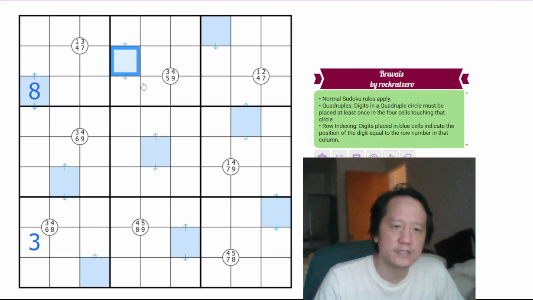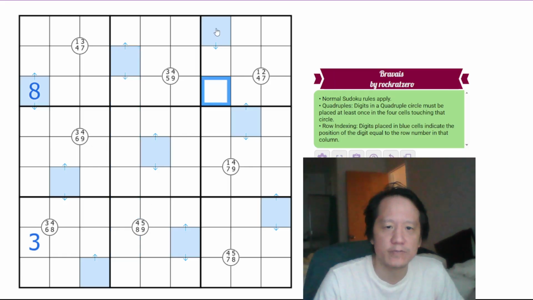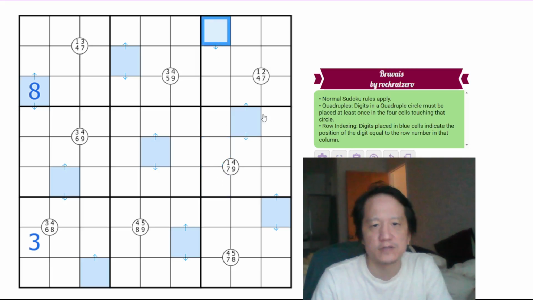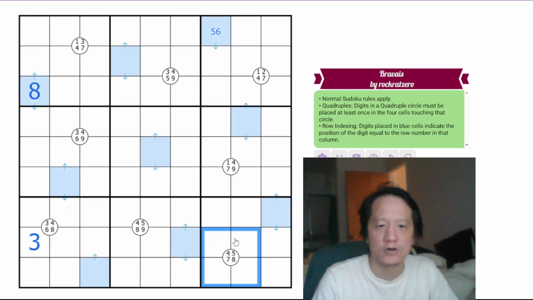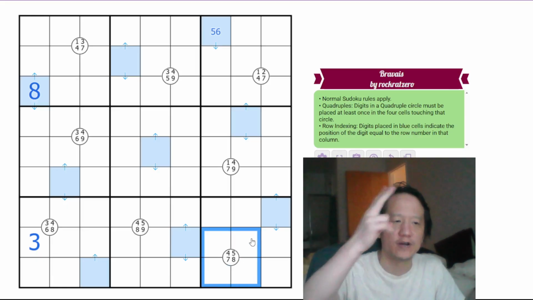This is indexing where the 2 is. That doesn't tell us much. This is indexing where the 1 is. The 1 cannot be any of these because it must surround the quadruple circle. It can't be this one. It could be either of these, so it could be 5 or 6. And it could be 7. It cannot be any of these because these digits are all filled out. They have to be 4, 5, 7, and 8.